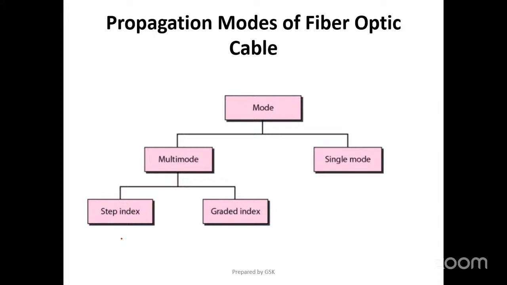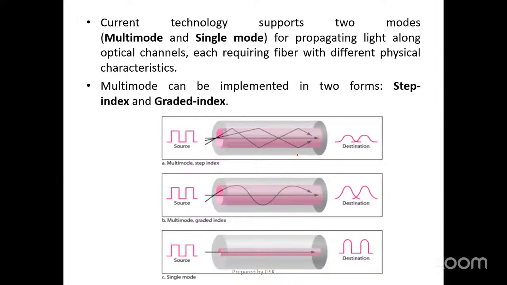Then we have different types of modes and different methods of propagation for the fiber optic cables. Those modes are single mode and multi-mode. And within the multi-mode, again we have step index multi-mode and graded index multi-mode. This is the mode structure. Then what is a mode? The way of transmitting the data from source to destination. That is the mode, how the light is propagated. Based on that, we have these categories.